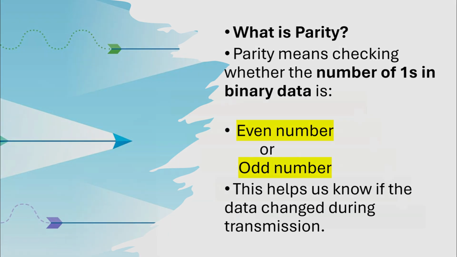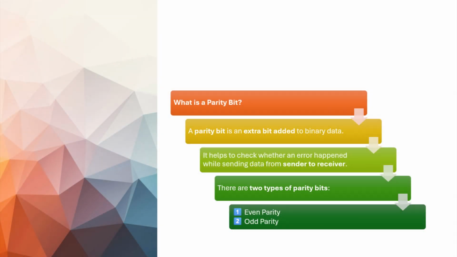Let us move on. Now that you understand what parity means, let me introduce the parity bit. A parity bit is one extra bit that we add to our binary data. Just one. Either a 0 or a 1. Why do we add it? To make the total number of ones either even or odd, depending on the rule we choose.